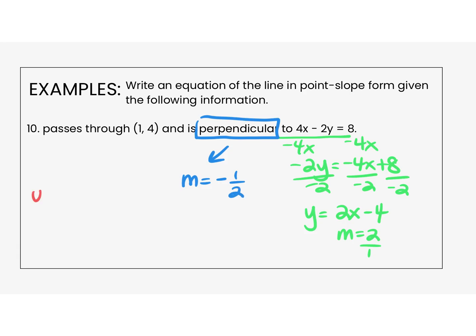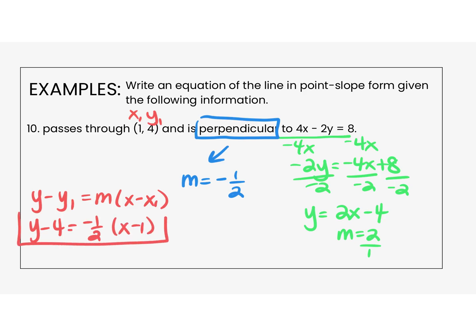And then I'm going to take my point-slope form, y minus y1 equals m times x minus x1. Here's my x1, y1, and here's the slope I'm using. So it's going to be y minus 4 equals negative 1/2 times x minus 1. There's my final answer. And that is it for 1.3.